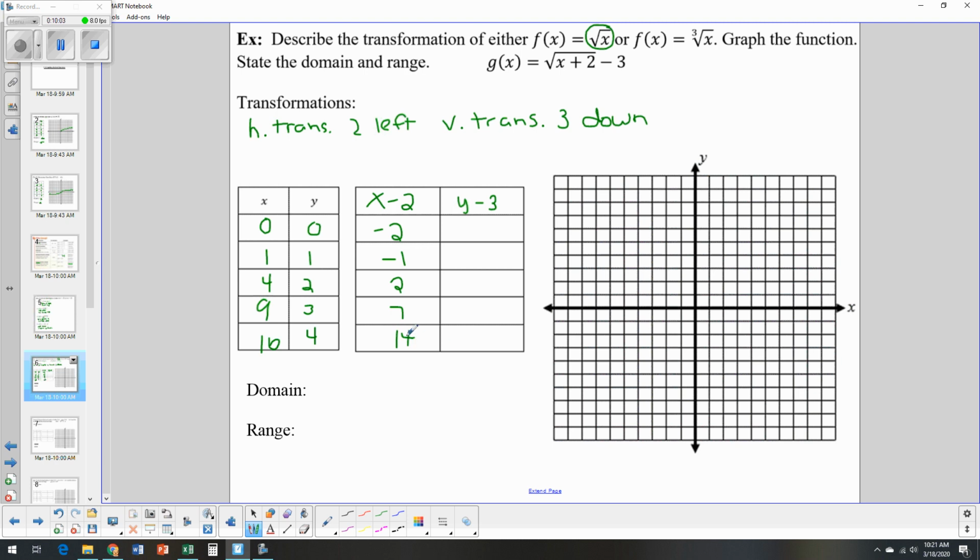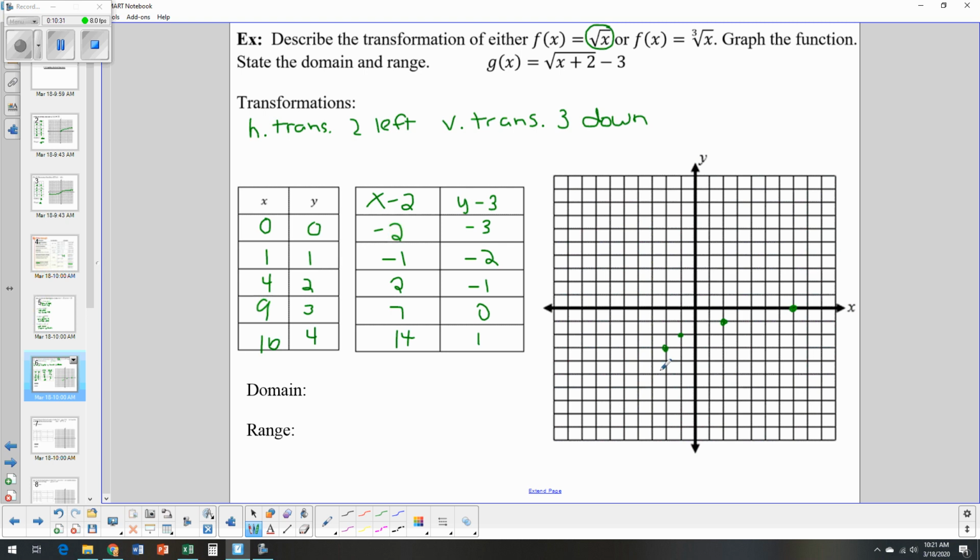Looks like we still won't be able to graph that, but that's okay. And we're going to take 3 away from each of these. So negative 3, negative 2, negative 1, 0, 1. So that gives me the points negative 2, negative 3, negative 1, negative 2, 2, negative 1, and 7, 0.